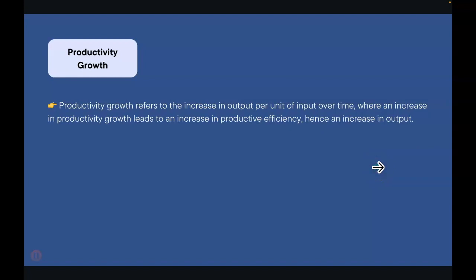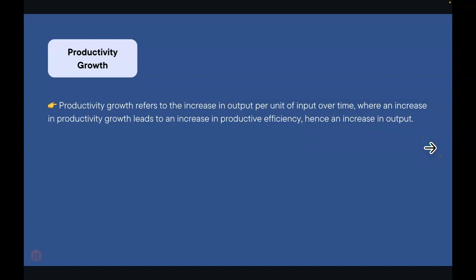Productivity growth. Now, this one will muck you around quite significantly if you don't get the definition down pat early. Okay, so productivity growth refers to the increase in output per unit of input over time. Okay, let me say that again. Increase in output relative to input, not unlike looking at the quality of the factors of production a few slides ago. So it's where an increase in productivity growth leads to an increase in efficiency. Let's be really specific. We're talking about productive efficiency, how well we use our resources, hence an increase in output.